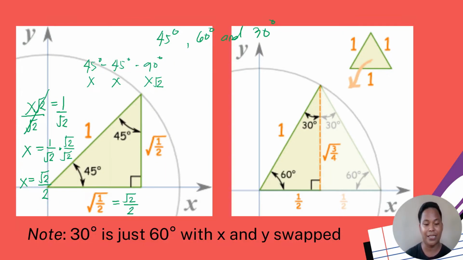Same with this side. Its length is equal to square root of 2 over 2. Therefore, the coordinates of this 45-degree angle within this unit circle is square root of 2 over 2 and square root of 2 over 2. Since this represents the x and this represents the y.